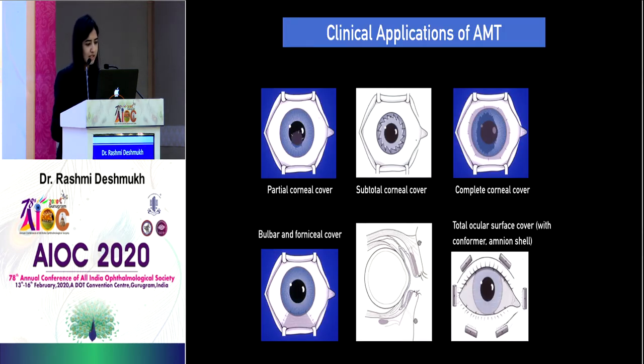Now, clinical applications of amniotic membrane. It can either be used for partial corneal cover, like in cases of persistent epithelial defects, or for subtotal corneal cover, where a continuous suture is used to suture the cornea in the peripheral region inside the limbus. For complete corneal cover, usually the conjunctiva around the limbus is peritomized, and the amniotic membrane is sutured to the peritomized conjunctiva. It can also be used to cover bulbar and fornicial areas. And it can be used for the total ocular surface as well.